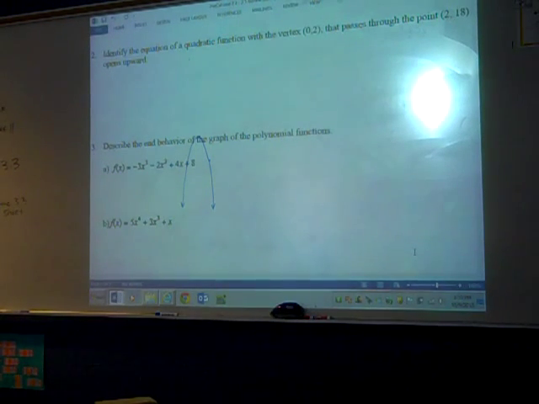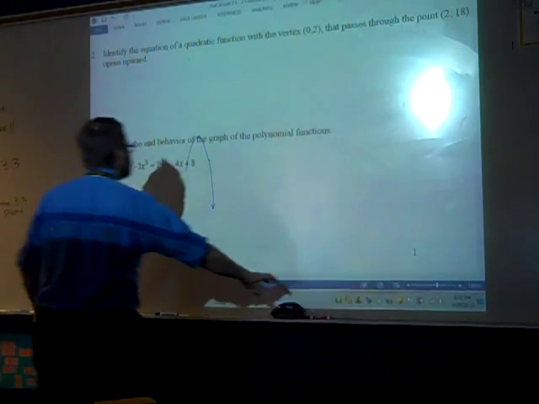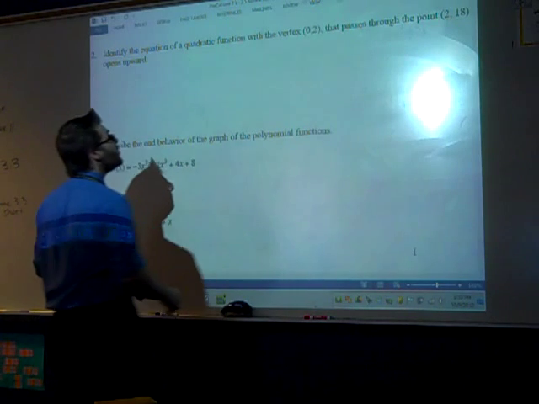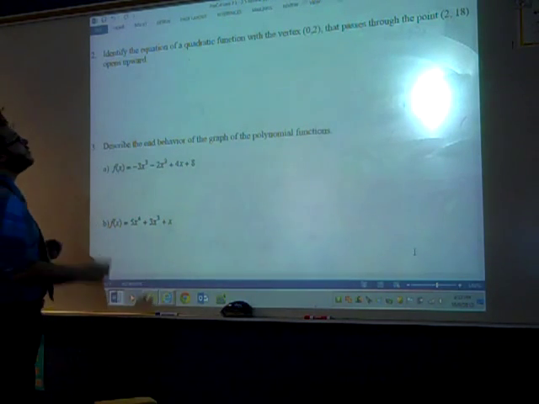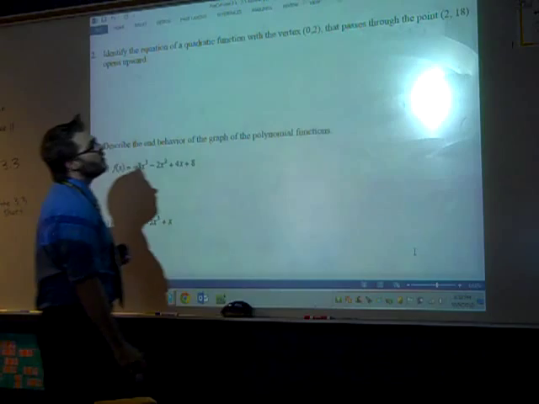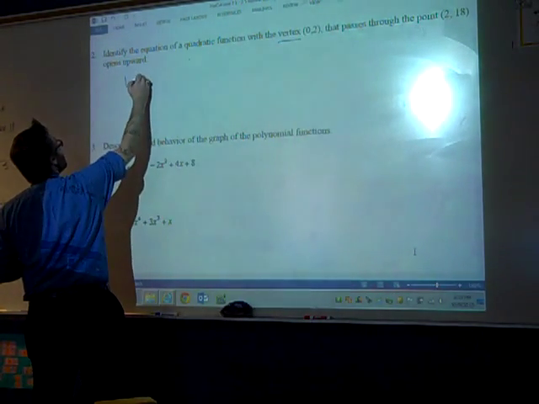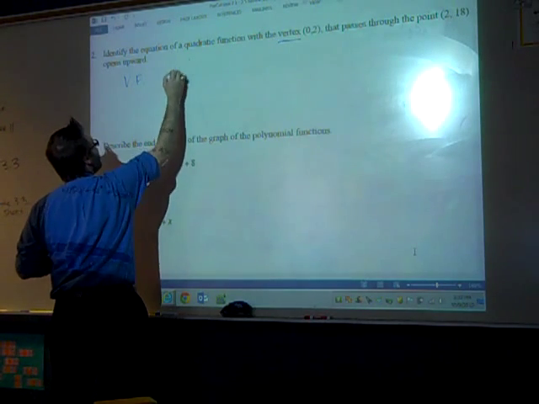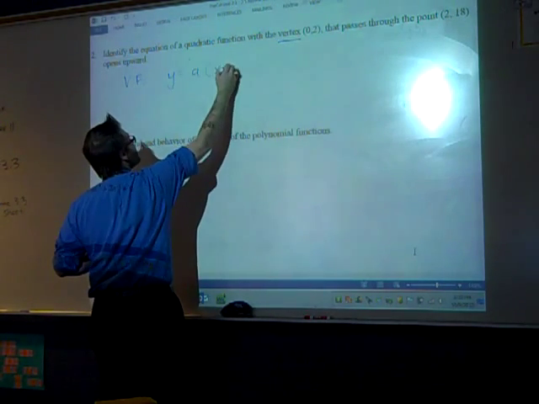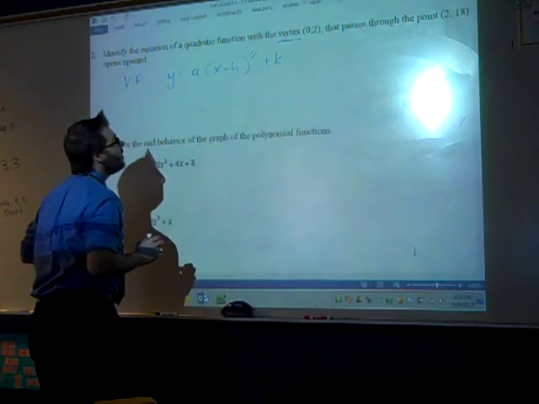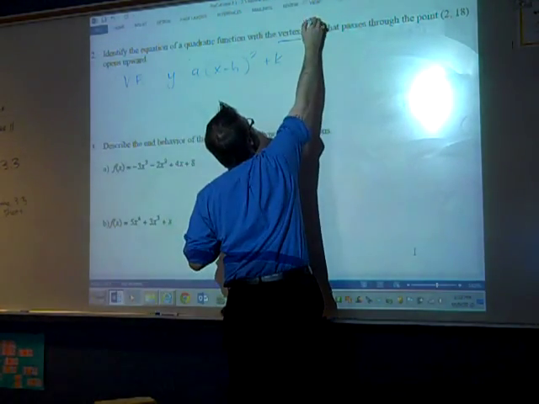Alright, we did number 3 in class, so we don't need to talk about that one, but number 2, identify the equation of a quadratic function with the vertex (0, 2) that passes through the point (2, 18) and opens upward. Vertex is a key word. You know it's going to be vertex form. Vertex form is y equals a(x minus h) squared plus k, like we talked about on number 1. Your h and your k are given to you.